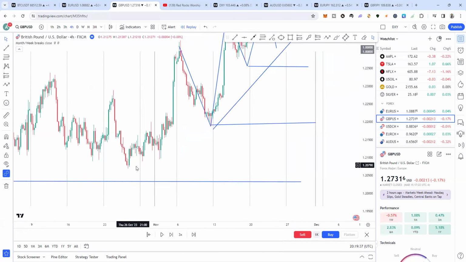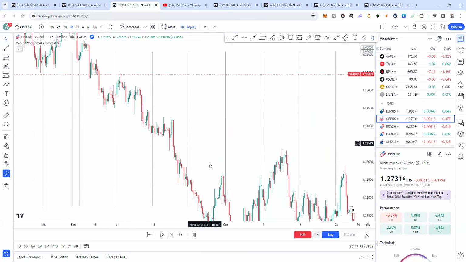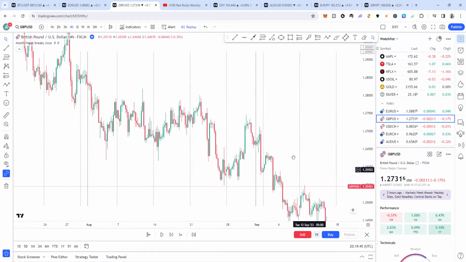Before I start using the word structure, I want you to understand what a higher high and a higher low is. Okay, let's look at a bearish structure.